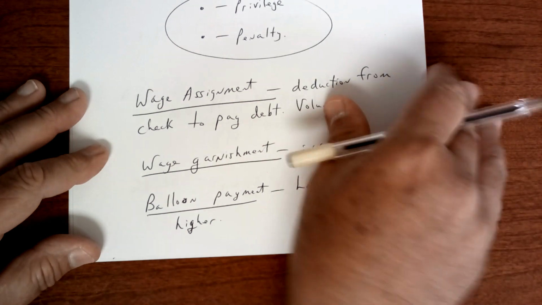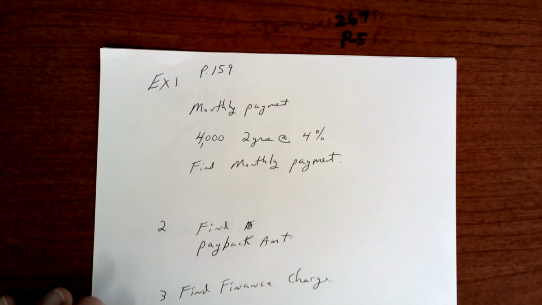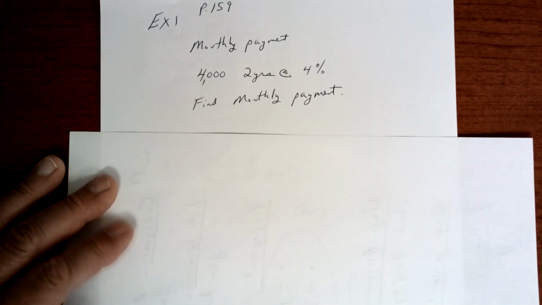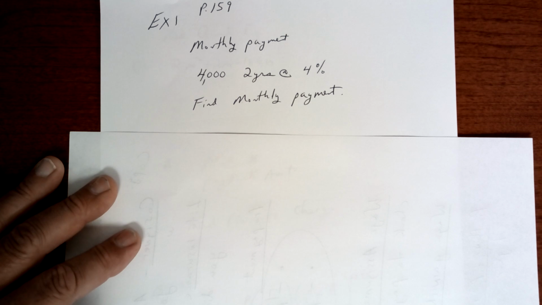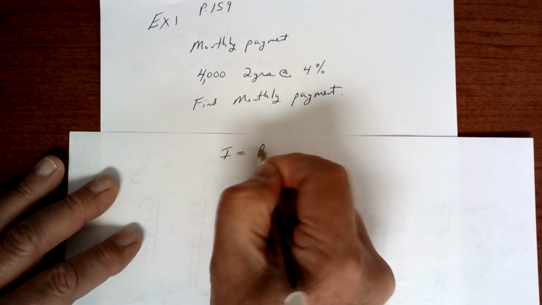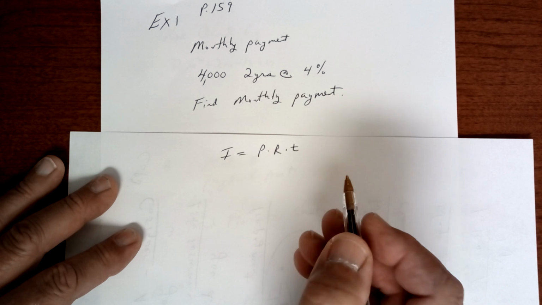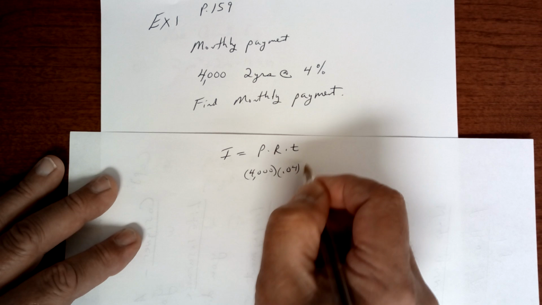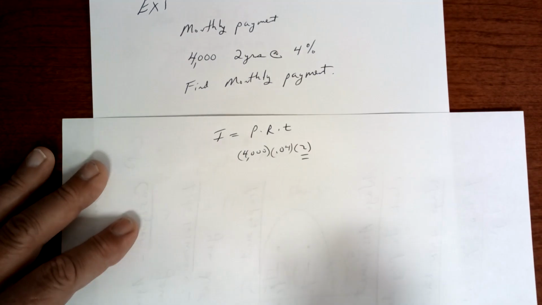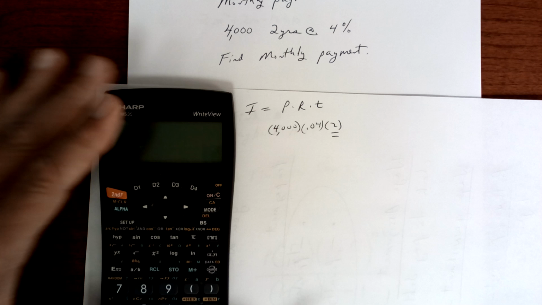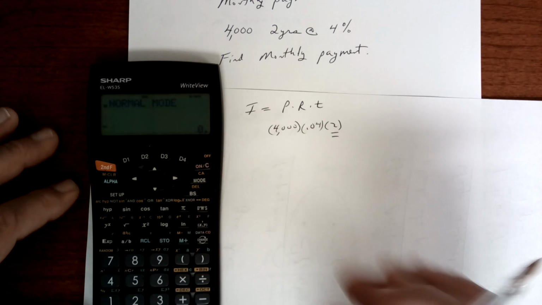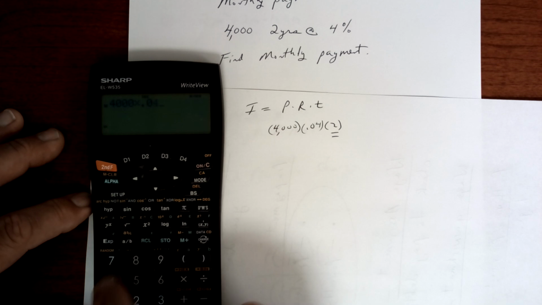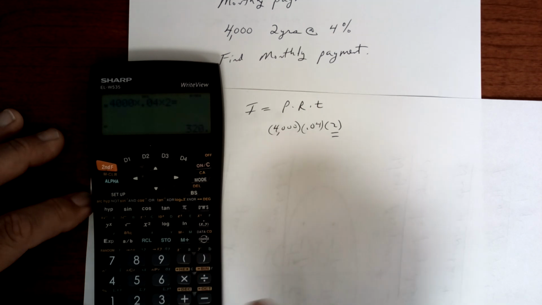Okay, next. Copy this one down right here. They give you a chart in the book. We're not going to use the chart unless we absolutely have to. So we have interest equals principal times rate times time. The principal is $4,000. The rate is 0.04, and the time is 2 years. Remember, it's always expressed as years. So take your calculator, turn it on and clear it out. Take 4,000 times 0.04 times 2, and you get $320.